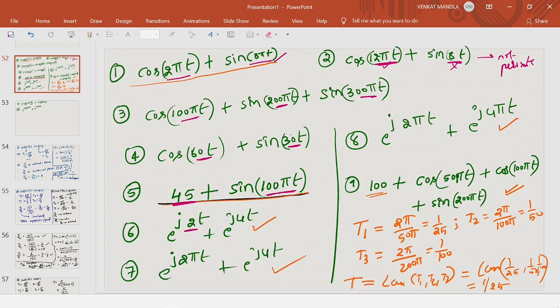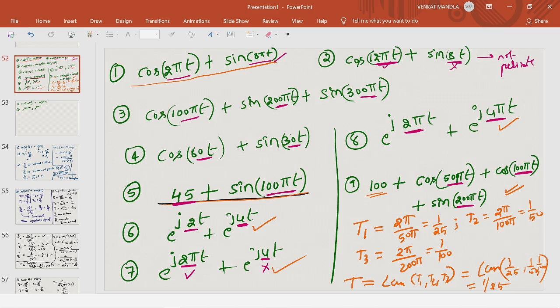Here also, e^(j2t) and e^(j4t), π is not there in both the signals, so it is periodic. In the seventh, 2π is there, here 4 is there, so π is there in one and not in the other, so it is not periodic. In the eighth one, π is there, 4π is there, so π is there in both the signals, so it is periodic. And in the ninth one, π is there in all the signals, so it is periodic.